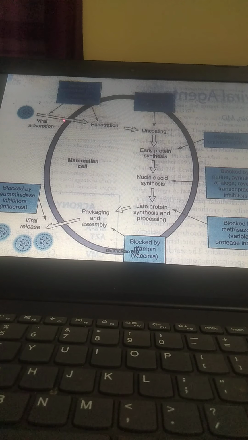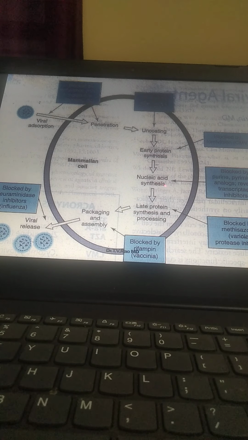So absorption is blocked by N-docosanol; HIV, I have taken as an example, non-specific. Once it penetrates, it affects the viral absorption. Then uncoating is blocked by amantadine, for influenza A, this is the example. Then it is blocked by fomivirsen, for CMV, which acts on the early protein synthesis.